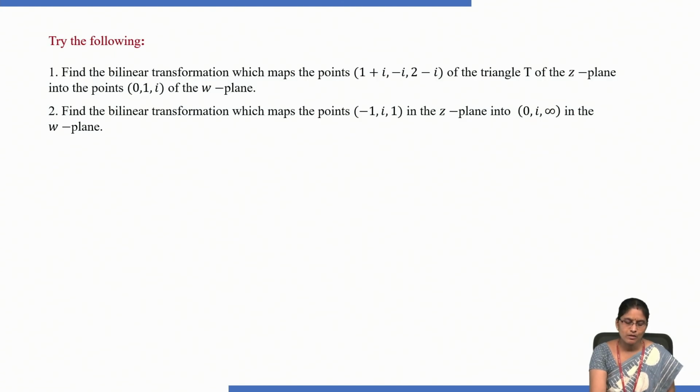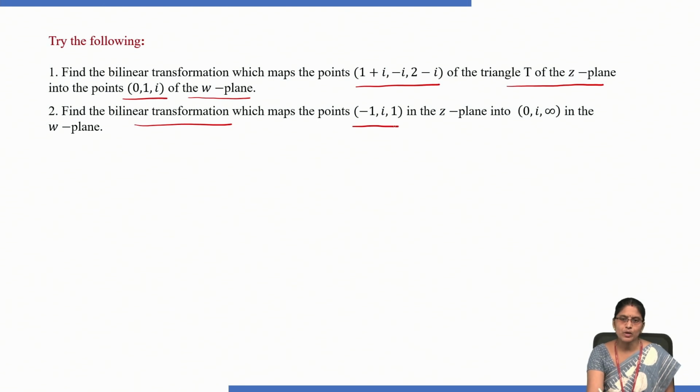Try the following problems. Find the bilinear transformation which maps the points 1 plus i, minus i, 2 minus i of the triangle T of the z plane into the points 0, 1, i of the w plane. Here we have to find the bilinear transformation. Points are given. Next, in the second question also, we have to find the bilinear transformation which maps the points minus 1, i, 1 in the z plane into the points 0, i, infinity in the w plane. So try these two by using the bilinear transformation formula.